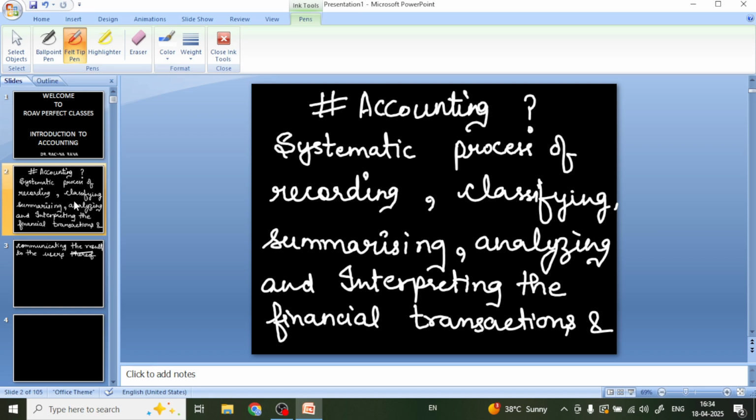And you should keep in mind the definition of accounting: accounting is the art of recording, classifying, summarizing in a significant manner and in terms of money, transactions and events which are, at least in part, of a financial character, and interpreting the results thereof. Means we will record all those transactions which are in the form of money.